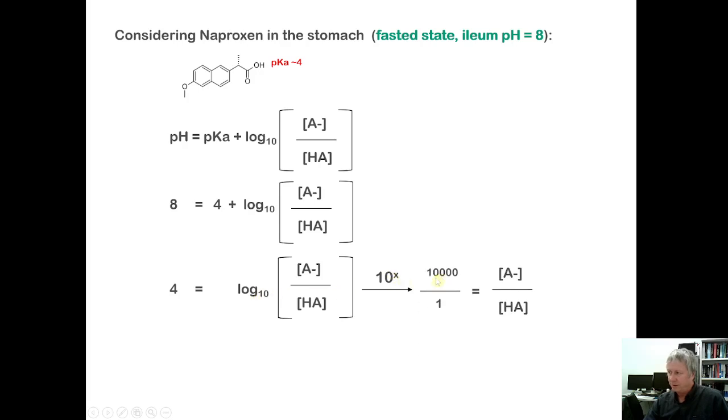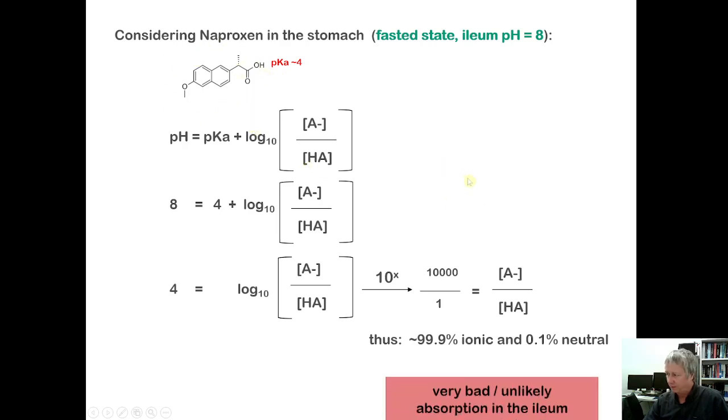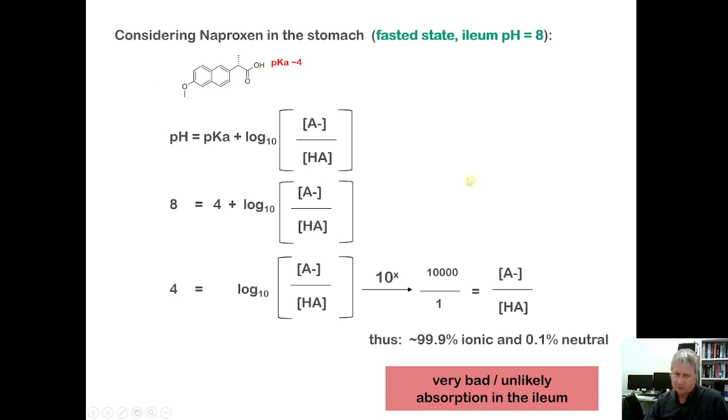And then you can see that now in this more basic environment, A minus is much more deprotonated as expected, so it's about 10,000 to 1 ionic to neutral, and as you might expect, this is not a very efficient place for the drug to be absorbed. And so generally speaking, we think of these carboxylic acids like naproxen to be absorbed more in the stomach than the ileum. So very bad, unlikely to be absorbed in the ileum. That would be the reasonable conclusion.